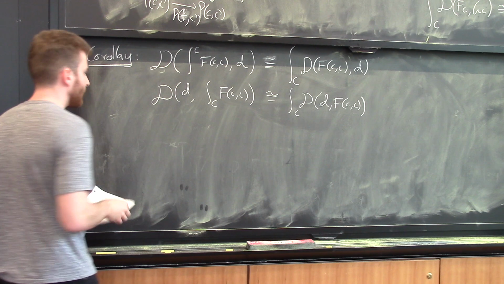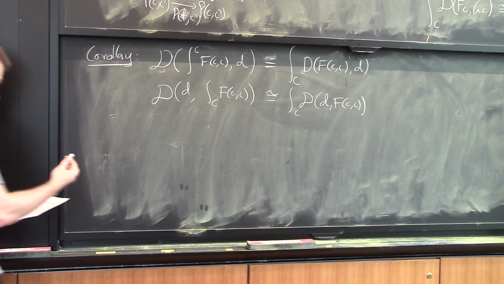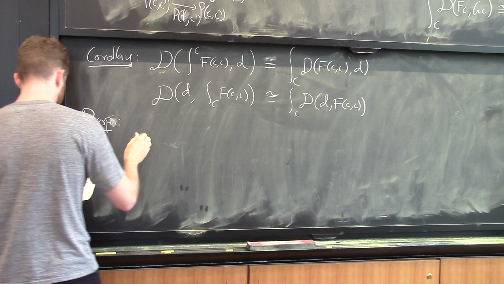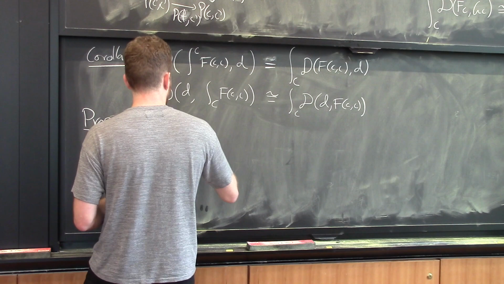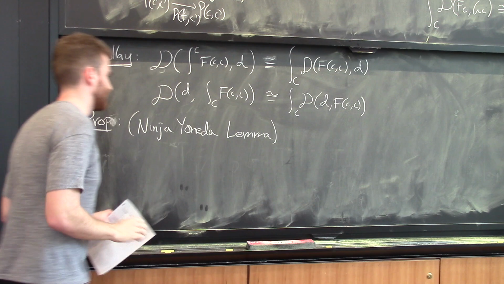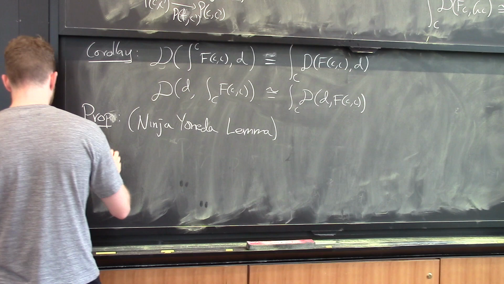Okay, so all of these things here were set up for the tool which is going to let us describe the lenses of coends, which is the following proposition, which I have seen coined the ninja unit lemma. Sometimes called unit reduction. This lets us get rid of coends in a particular situation.